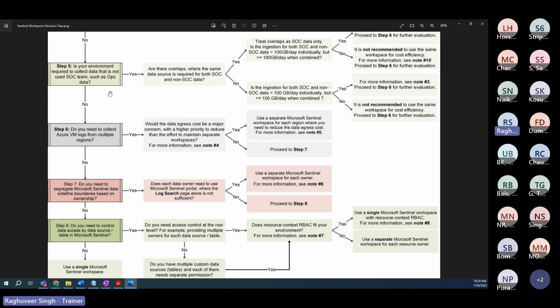Separate the workspace for SOC and non-SOC data. That will help you in the long run when the audit happens. Because for SOC compliant businesses, an audit happens once a year, and it's an external audit. So the auditors would want to look into that security data.